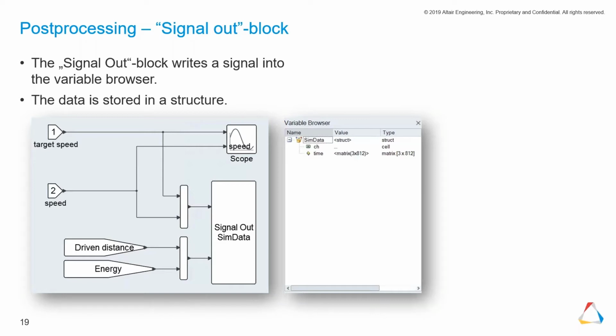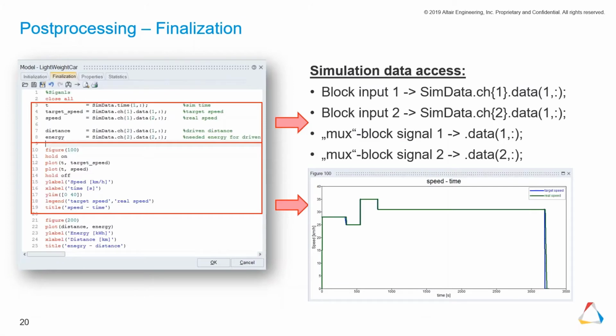The structure consists of the time, a timeline, we could say, a time vector, or even a time matrix, and then of different channels. For example, if we have two connections to our signal out block, like we do have here in this example, we have a channel of 2. We have 2 channels. So this is how we do the post-processing and the visualization.